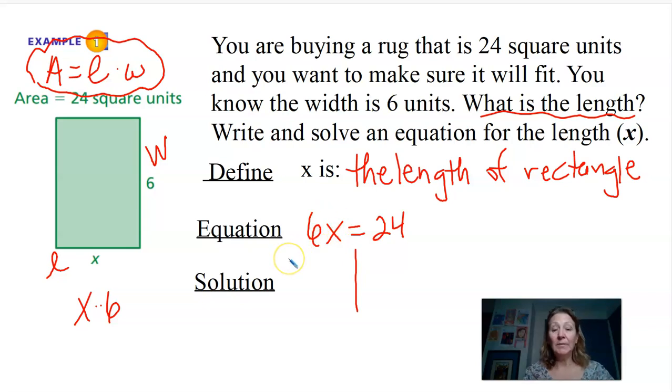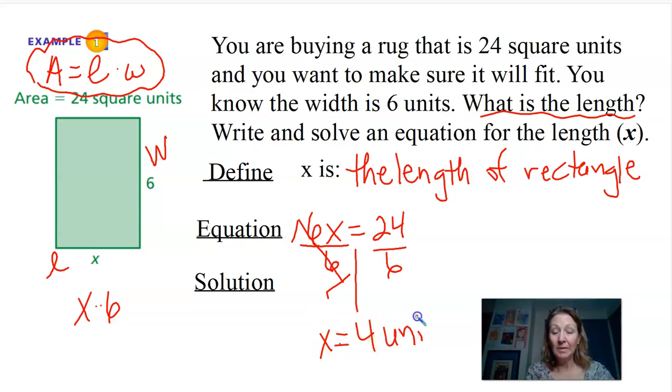Okay, so now under the solution, I'm drawing my balance scale. I look at the side with the variable, and I want to undo the math that's happening there. This is multiplication, so I'm going to divide by 6. This is the giant 1. I get x equals 4, and then I'm just going to go ahead and write the word units. I don't know if it's feet or inches with this example.